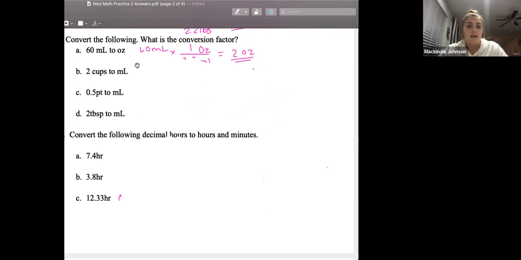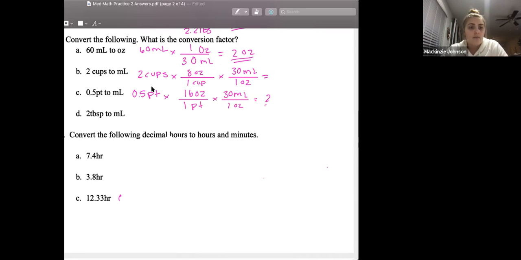The way she sets it up, I do mine a little bit different, but she does 60 milliliters and then kind of the same thing as before. There's 30 milliliters in 1 ounce. You always want to make sure you can cross off your units, so you always want to match it up. It should never be milliliters and milliliters; they should always be across from each other. So you cross out your milliliters and you're left with 60 divided by 30, which gives you 2 ounces.